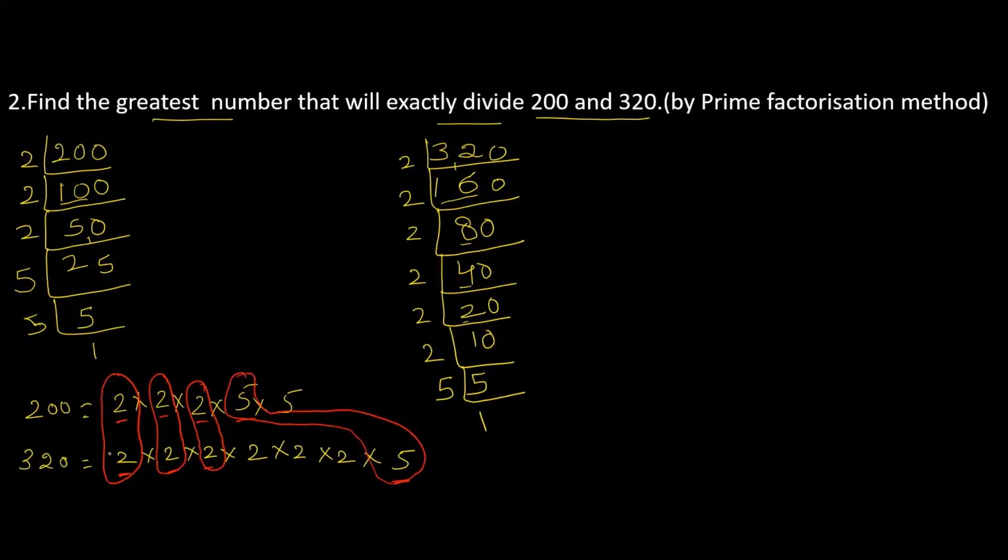Now multiply. So which are the common prime factors? Those common prime factors we have to multiply. 2 into 2 into 2 into 5. 2 2s are 4. 4 2s are 8. 8 5s are 40. So therefore HCF of 200 and 320 is 40. The greatest number that will exactly divide 200 and 320 is 40.